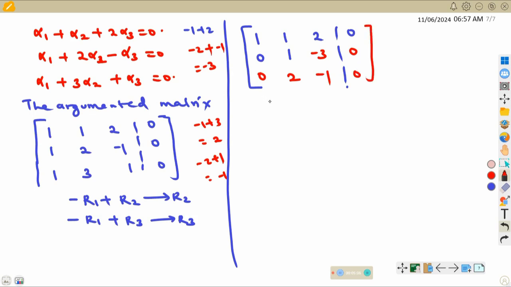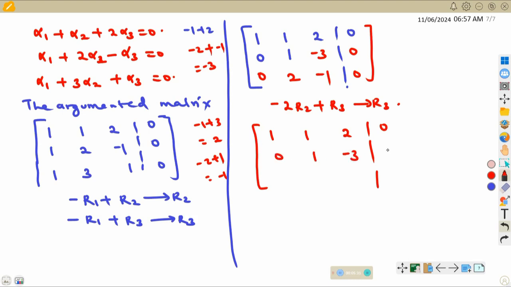So our next operation will be to eliminate this. So it means we shall put negative of 2 in row 2. We add there row 3 to get row 3. So that will give us the same matrix maintained 1, 1, 2, and this will be 0, 0, 1, negative 3. This will be 0, and this will remain 0.